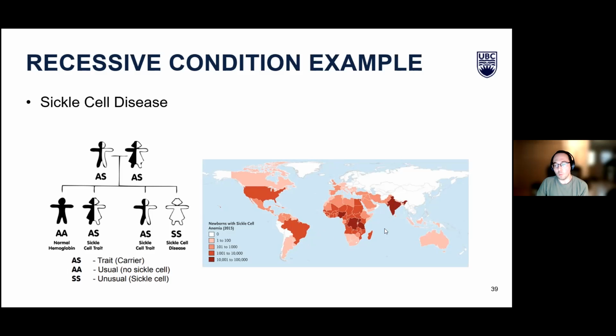disease in that where it's more prevalent is actually associated with malaria. And this is something that you may be aware of. So these areas where sickle cell disease is more prevalent is also the areas where malaria is more prevalent. And the reason why these two things are related is a little bit complicated, but I'll try to explain it.